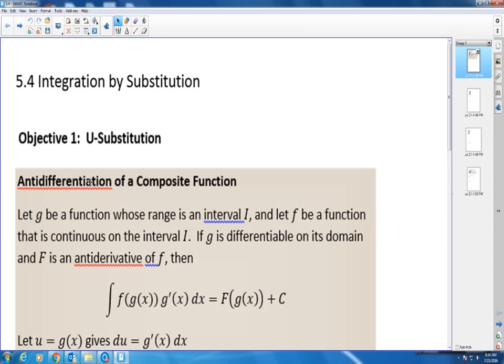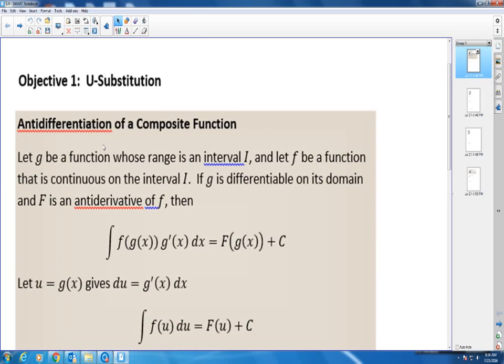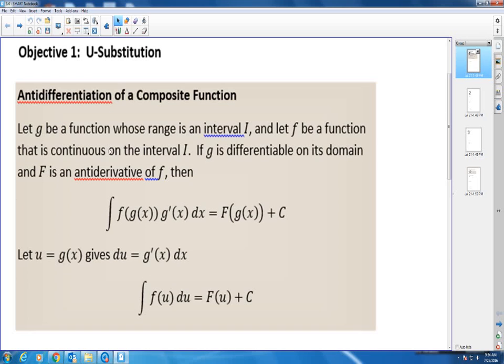Welcome to Calculus 1. In this lecture video, we're going to talk about more integration, using a technique called the U substitution. Okay, so this is how it works. This is really for more complicated functions, just like using our chain rule for derivatives.